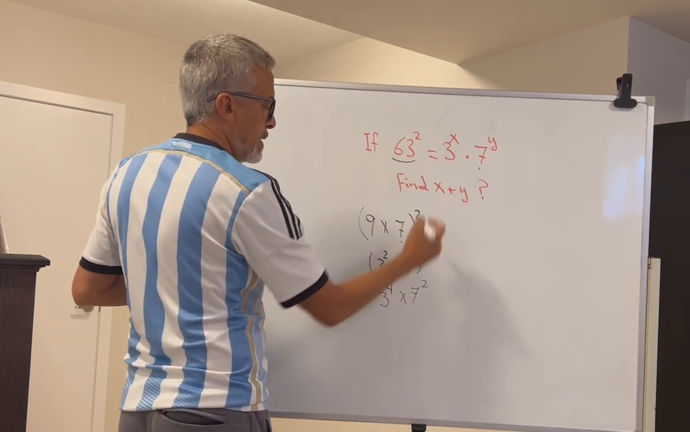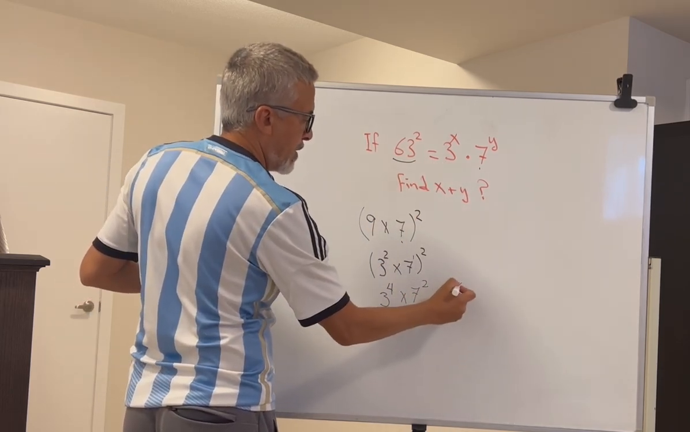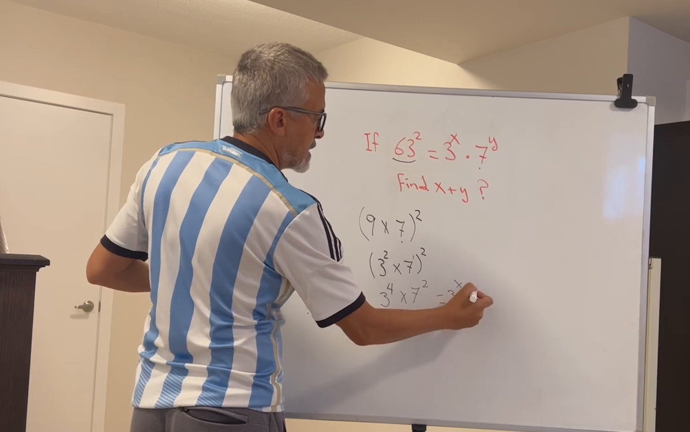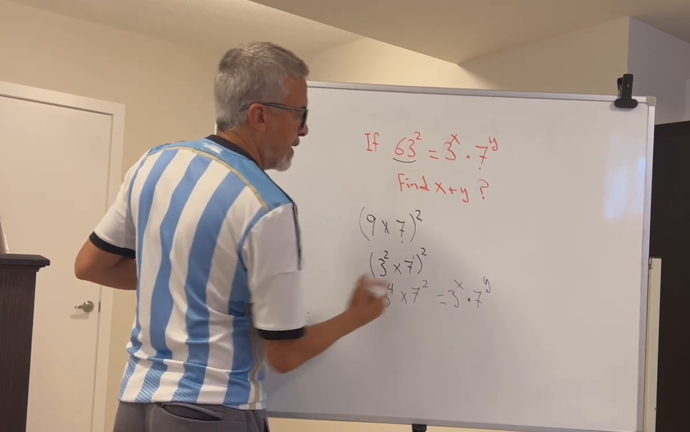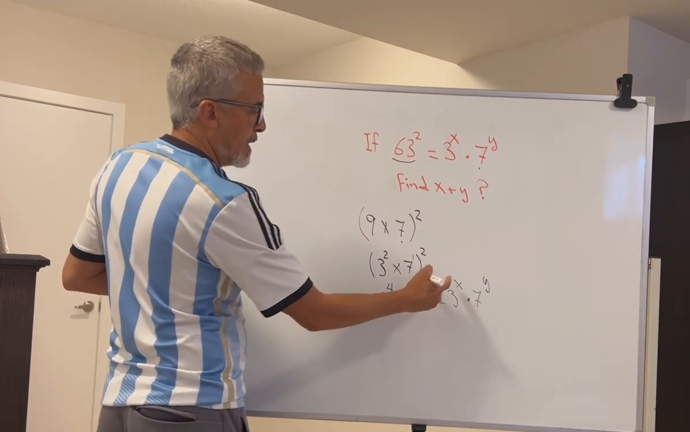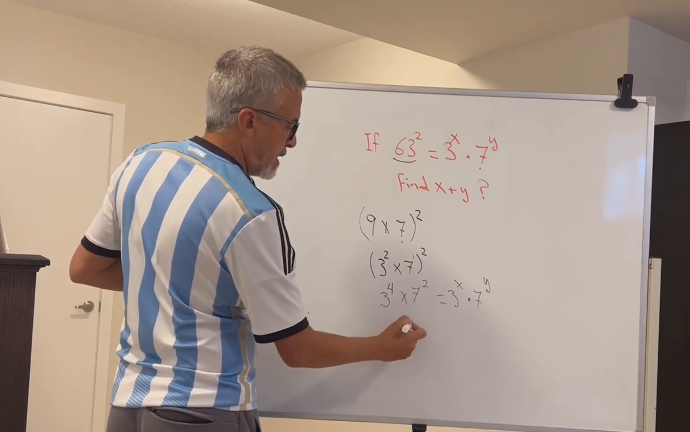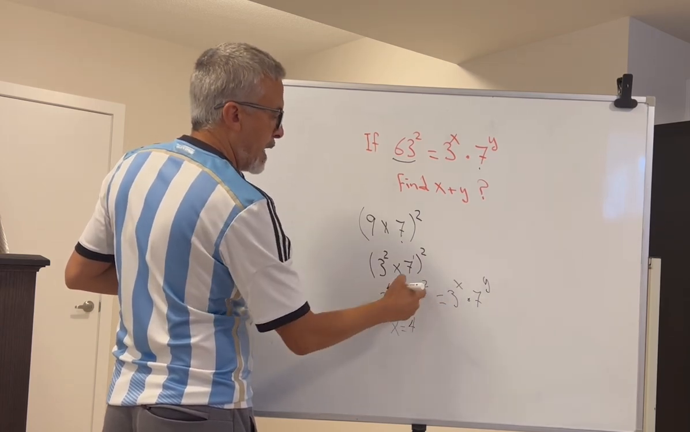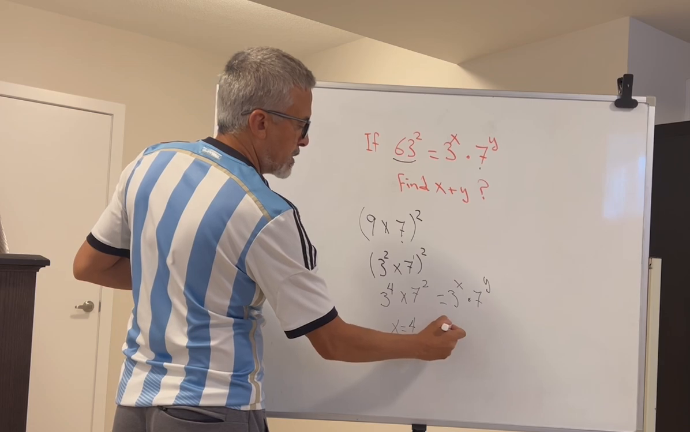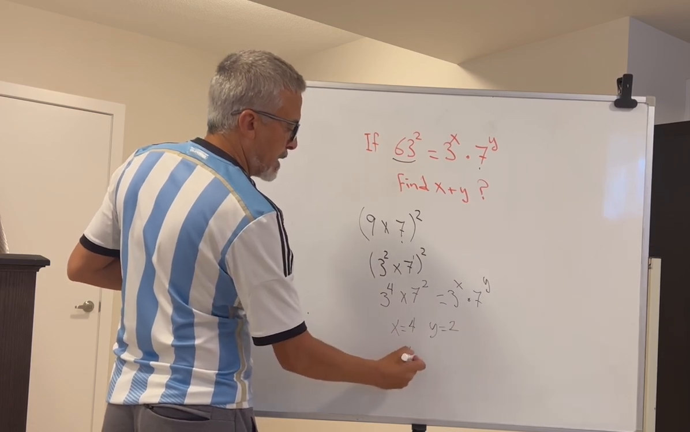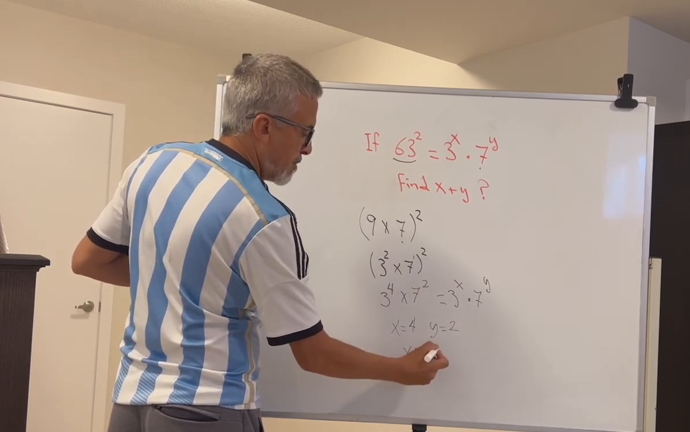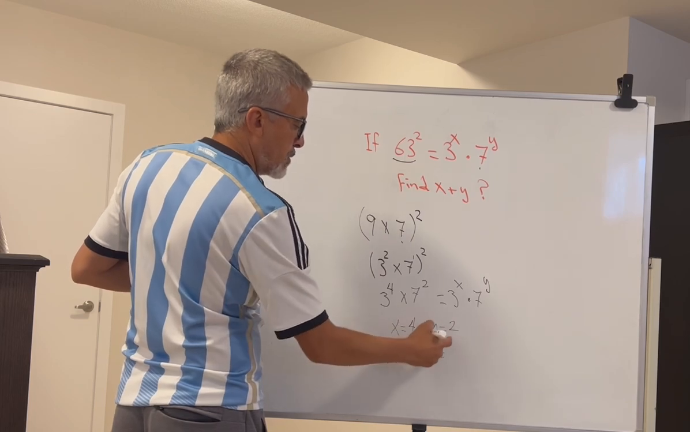Now remember, this is what we have there, 3 to the power of x times 7 to the power of y, which means the x equals 4 and the y equals 2, and therefore x plus y equals 4 plus 2, which is 6.